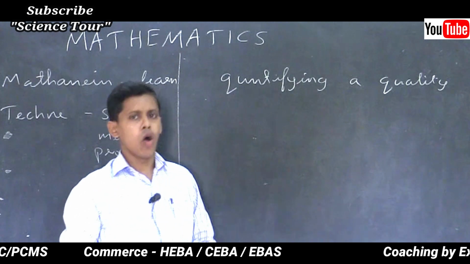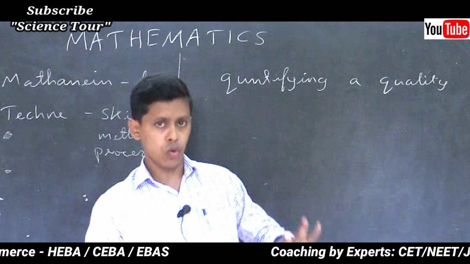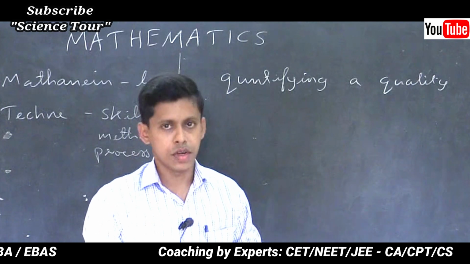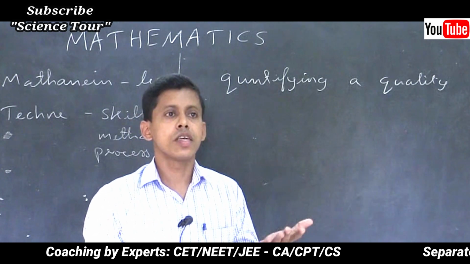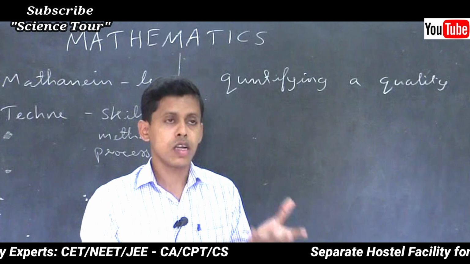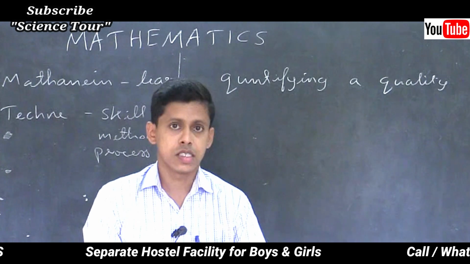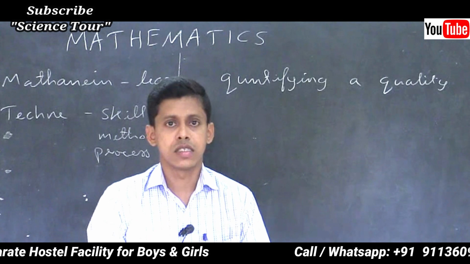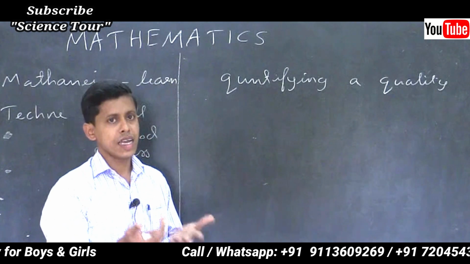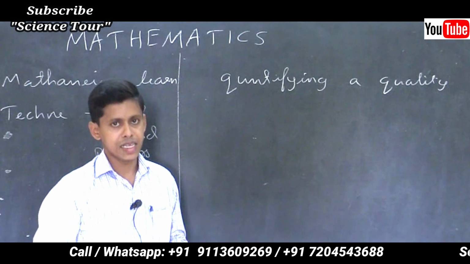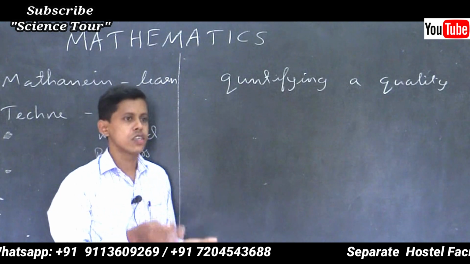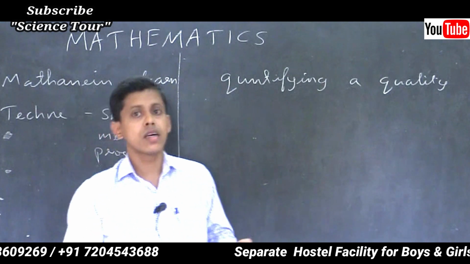Let us take one example of a quality. You see a ball and you say it is round. So being round is a quality. Or you can say it is very huge, or you can say it is very small. But how do you measure it? How small is it? How big is it? That question actually pertains to maths. So how do you measure how big a ball is?